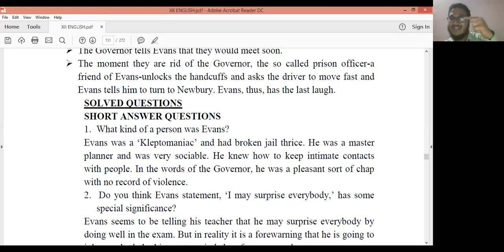That's the reason he was inside the jail. That was the crime he had committed. Without a crime, one won't come to the jail. In the words of the governor, he was a pleasant sort of chap with no record of violence. He was not a violent guy who created any sort of violence to come to the jail. He has done only a mischief, that's an act of stealing, and that is the nature of a kleptomaniac, who does the act of mischief or stealing not knowingly or in a serious manner, but they do it.